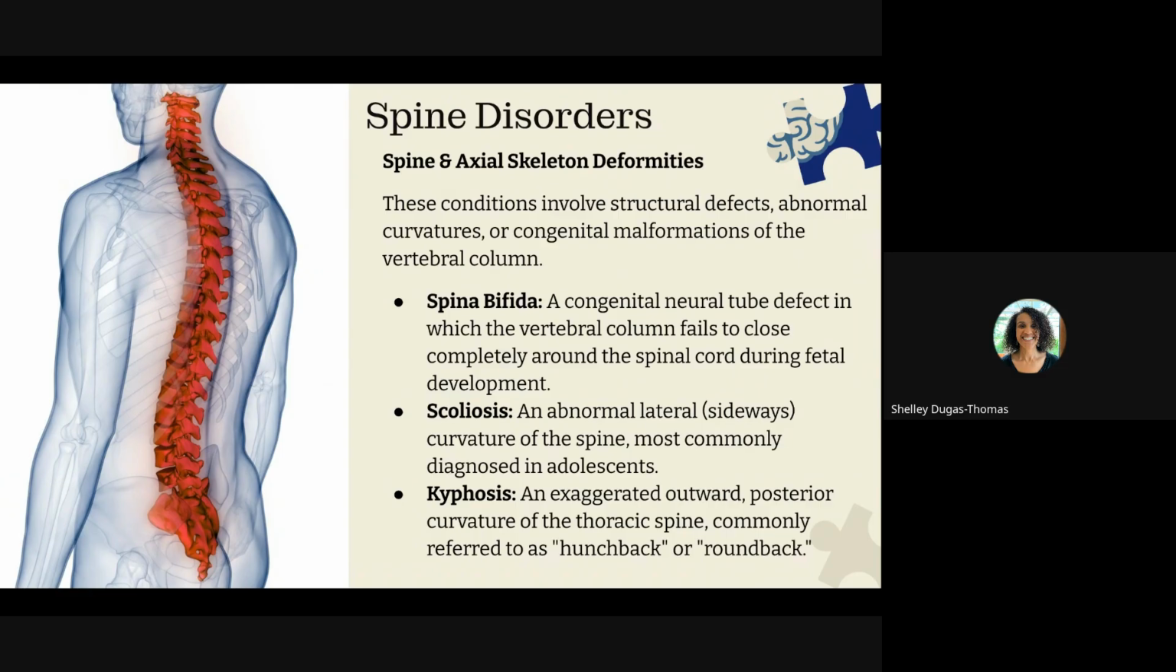So scoliosis is the abnormal lateral C or S-shaped curvature. Kyphosis is exaggerated thoracic curvature, and some people refer to it as hunchback, but that's not appropriate. And lordosis is not on here, but it is the exaggerated lumbar curve or sway back.